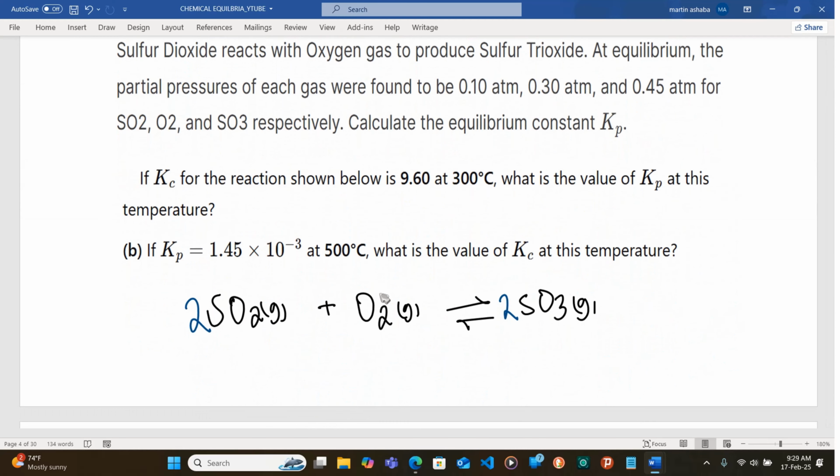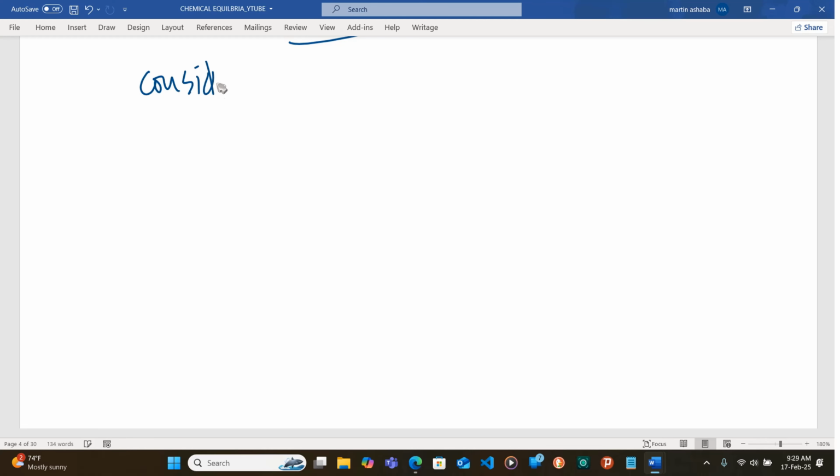Now, we are told that Kc for the reaction is 9.6 at 300 degrees Celsius. What is the value of Kp at this temperature? So now, let's first of all consider a general reaction. What we are going to generate here is a general expression that is going to help us answer the above question.